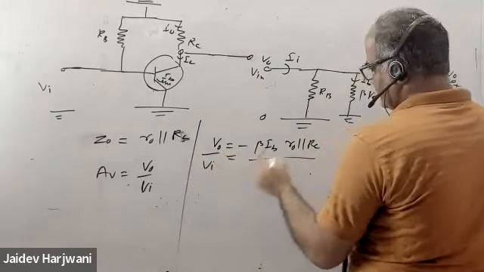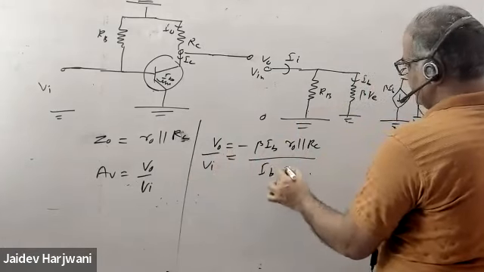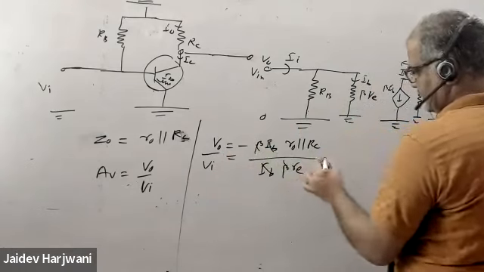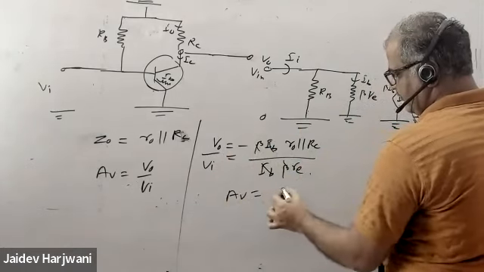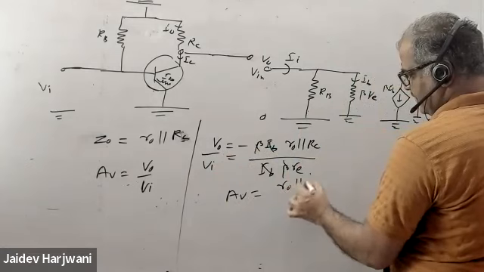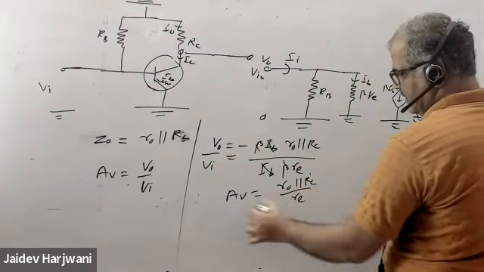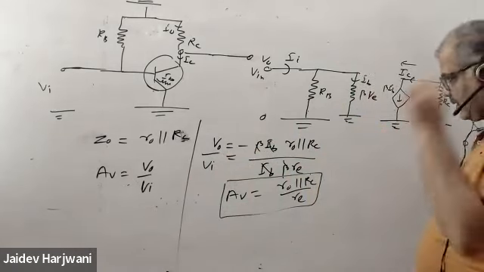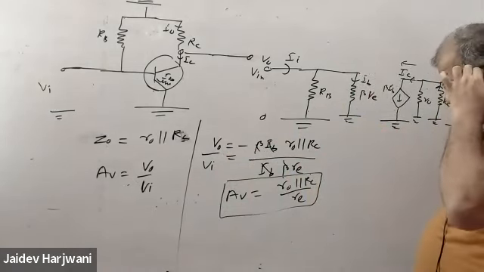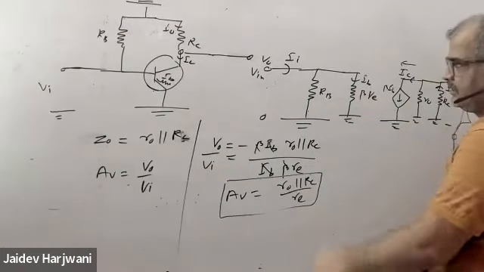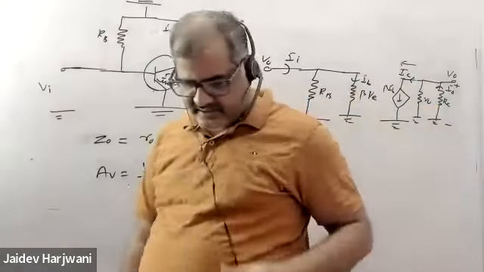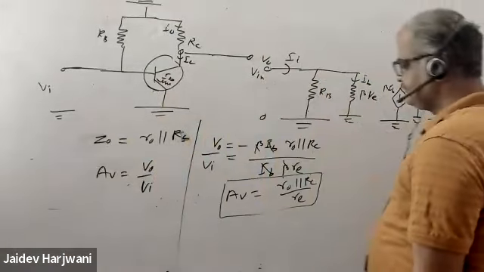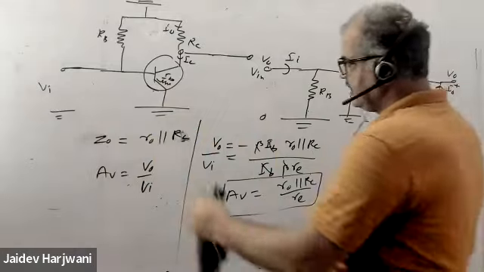So V input is just now we have seen, that is IB beta RE. Okay, so IB cancels, beta cancels. So your AV is simply minus R naught parallel RC upon RE. Okay, so this factor you have to remember. Now the next thing is your calculation of current gain.